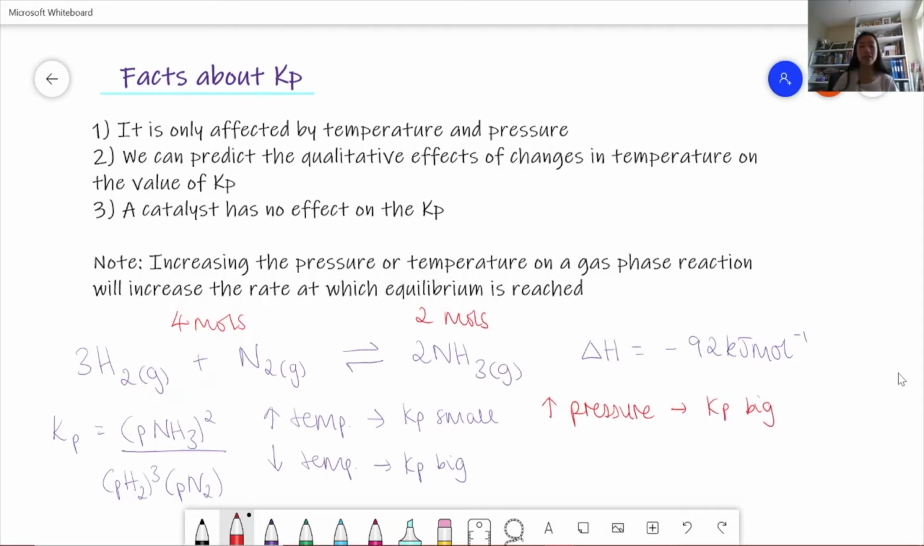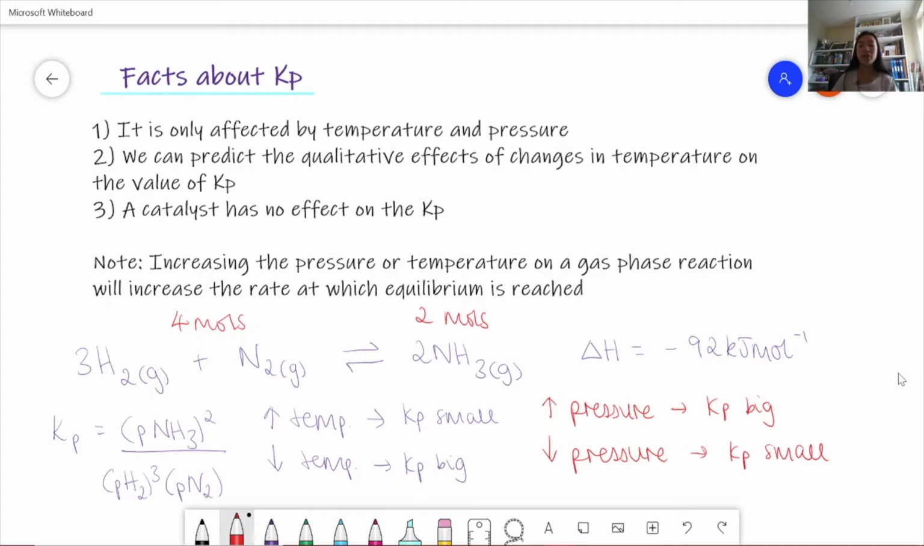And then when we decrease the pressure, the equilibrium shifts to increase the pressure. So it favours the side with the more gas molecules, which is the left-hand side. And so the equilibrium shifts to the left. And so there are more reactants, so the bottom of the fraction for Kp is bigger, and so Kp is small. So when we decrease the pressure, then we have a small Kp value. And so this also explains number 2 about the temperature.